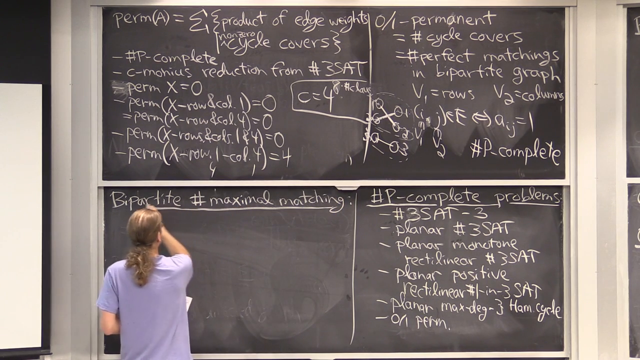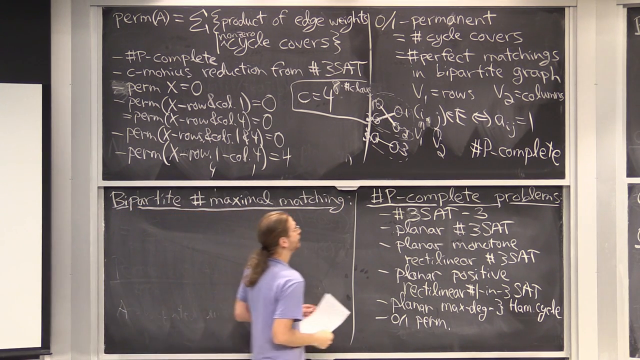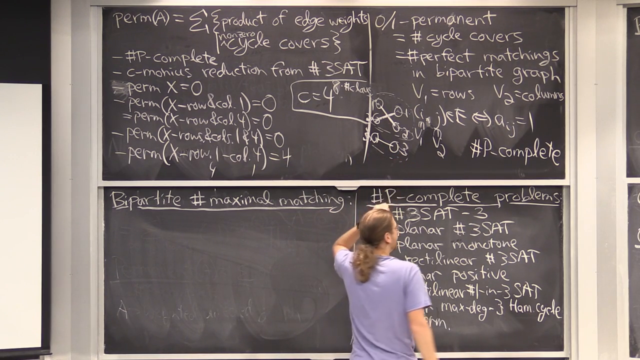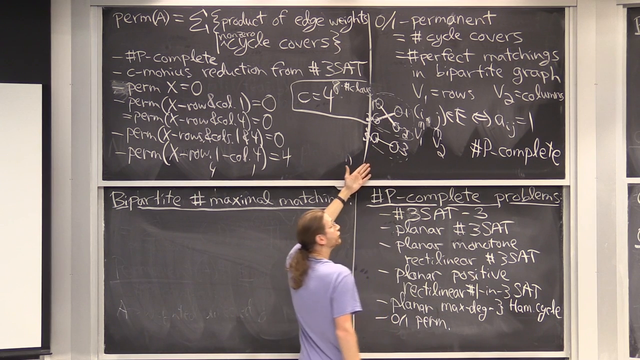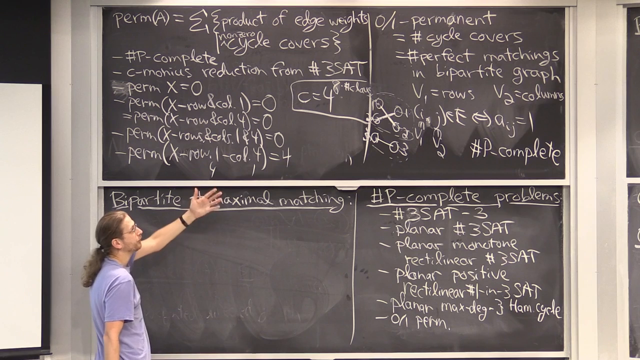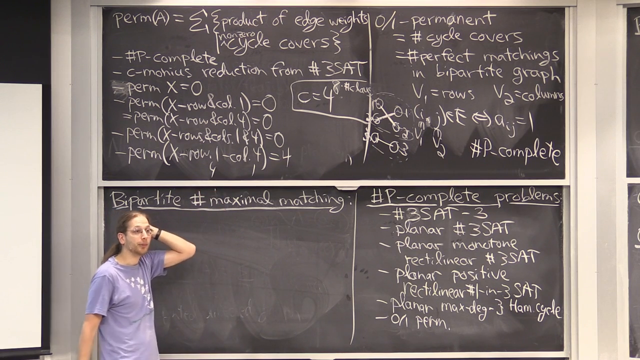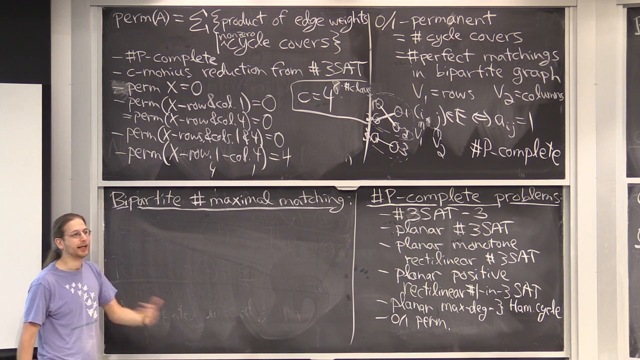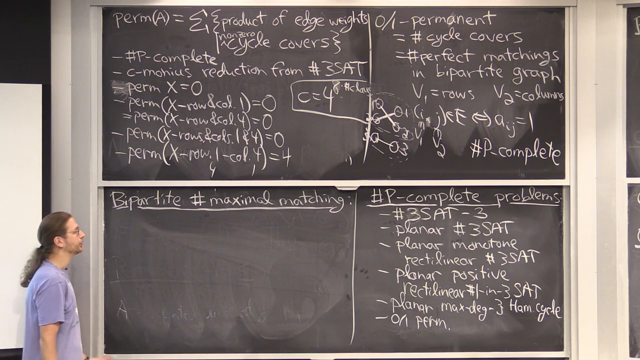So in a balanced bipartite graph, we had n vertices on the left and n vertices on the right. We're going to use that. Then the hope is that there's a matching of size n. But in general, you could just count, maybe those don't exist at all. Maybe you just want to count maximal matchings. These are not maximum matchings. Maximal, meaning you can't add any more edges to them. They're locally maximum.